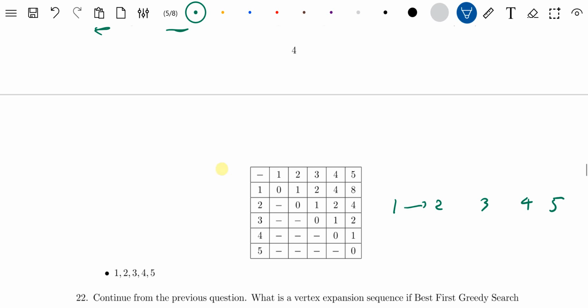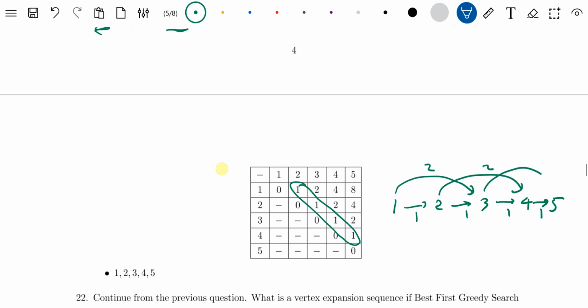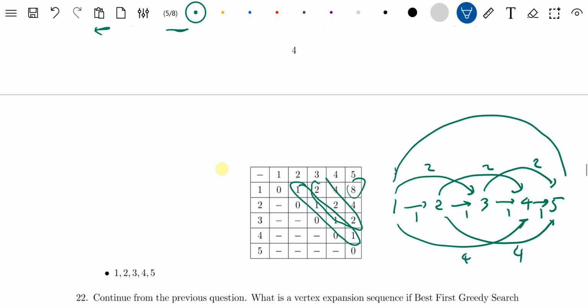1 can go to 2, 2 can go to 3, and all of these are 1. So this is 1, 1, 1, and 1. 1 to 3 is 2, 2 to 4 is 2, 3 to 5 is 2. So these are 2, 2, and 1 to 4, 2 to 5, they are 4, and of course you can go directly from 1 to 5, and this is 8.